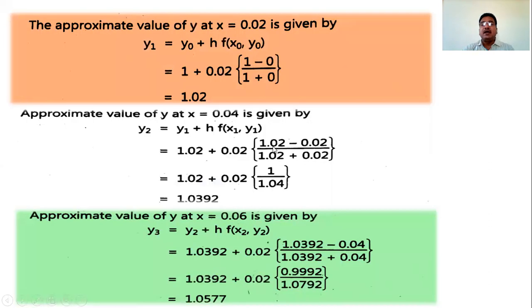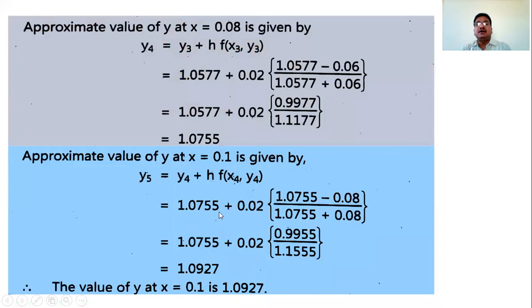That is, y1 is 1.02 and x1 is what? x1 is 0.02. What is x0? x0 is 0, x1 is 0.02, x2 is this, x3 is this, and then x4, x5. Therefore x1 is 0.02. The first value, x0, is 0, and x1 is 0.02. x2 is this, x3 is this, x4 is this, and x5 is this.